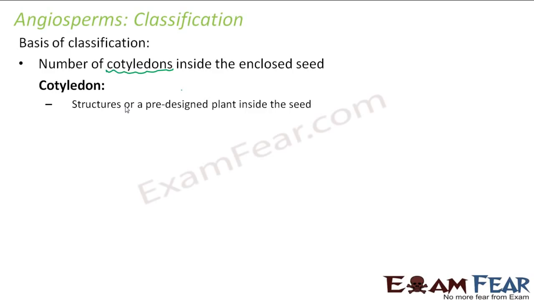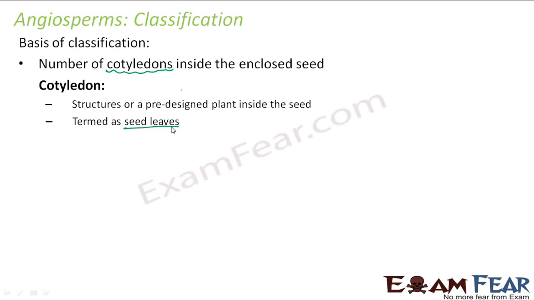What is a seed basically? When you give proper water and light and everything, that seed grows into a plant. Inside that seed, you have a small leaf-like structure, which is nothing but a design of the plant which will actually come out of that seed. That very small leaf-like structure is known as cotyledon. These are also known as seed leaves because they are leaf-like structures.